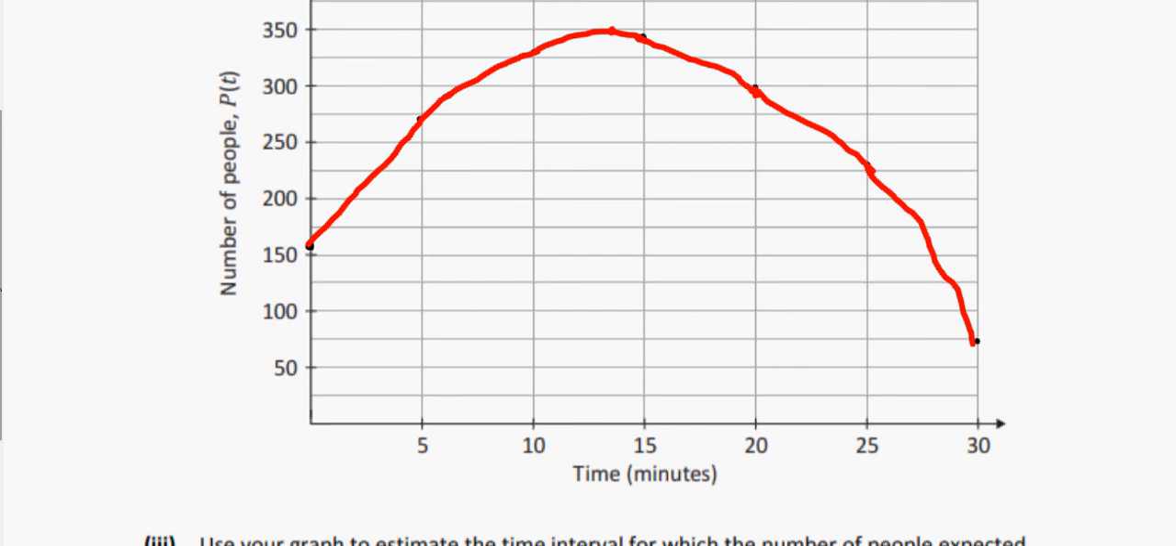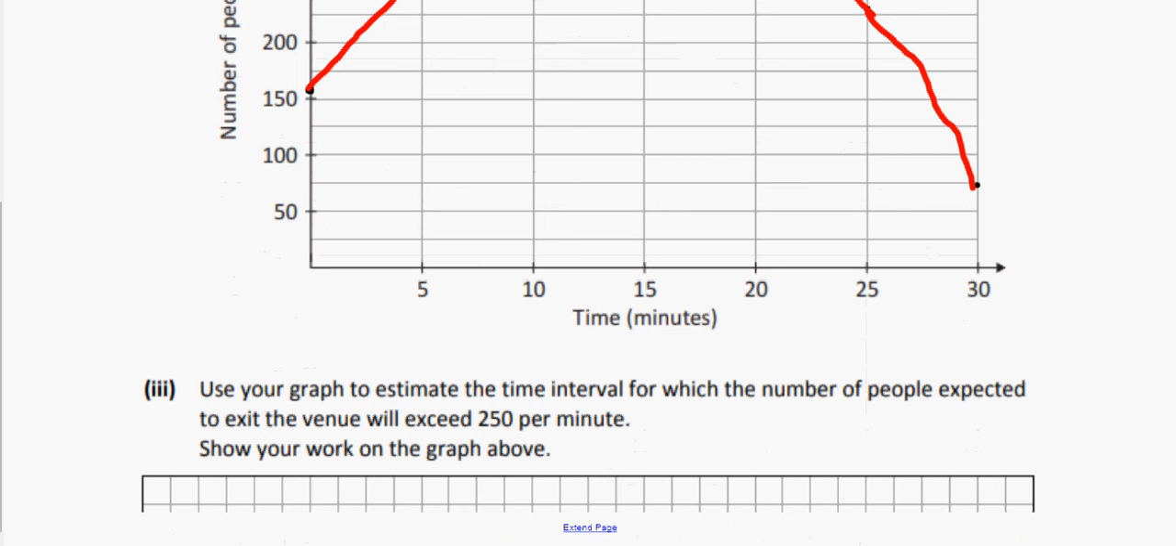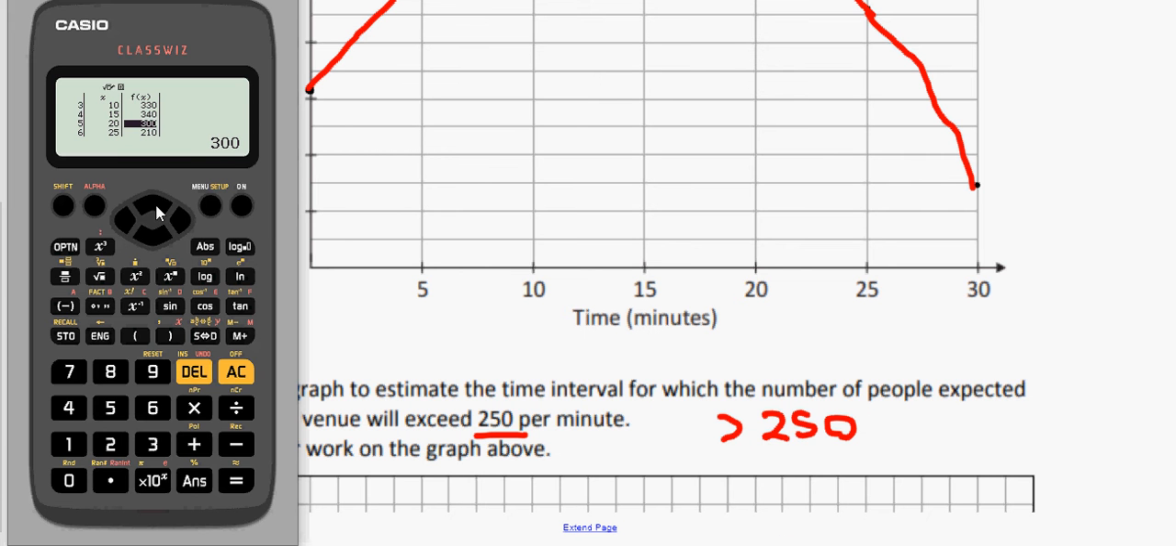Now, use your graph to estimate the time interval for which the number of people expected to exit the venue will exceed 250. When is it bigger than 250? I have a way of cheating this, don't I? What can I do? Anywhere from 4 minutes to 4 to 24, maybe. See the way I'm looking at the numbers?